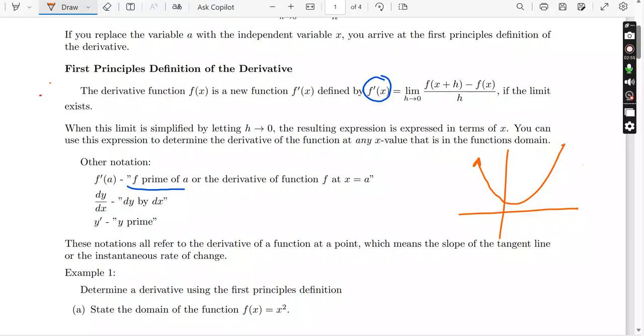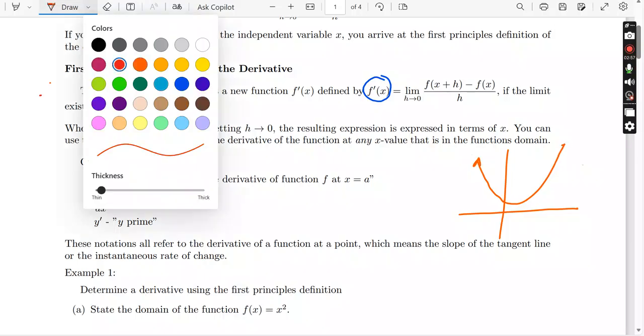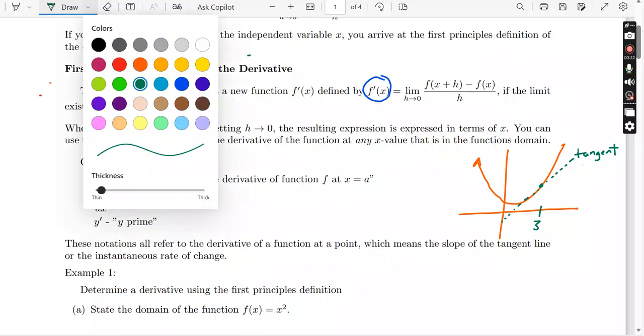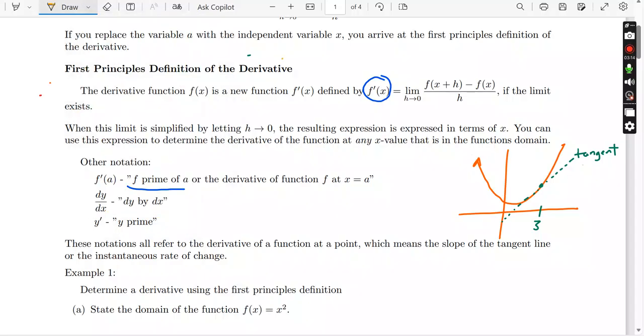Okay, so say I want to find the instantaneous rate of change at, say, x equals 3. Okay, so which means I need to, this is a tangent line. Okay, tangent line. I need to find the slope of this tangent line. Or in other words, find the average rate of change between 2 points that are so close together, practically touching, that it's a good estimate of our tangent line.